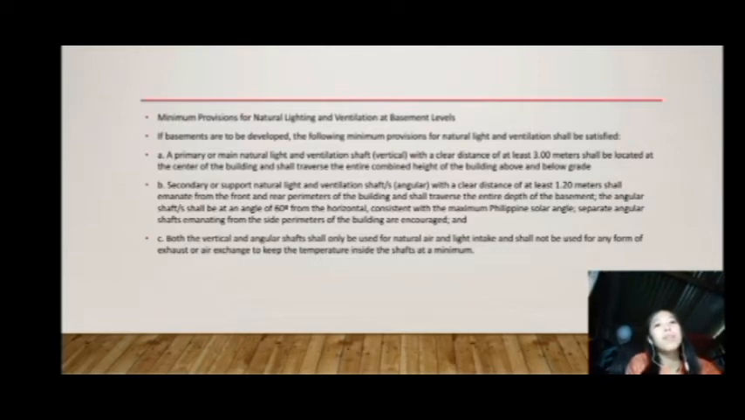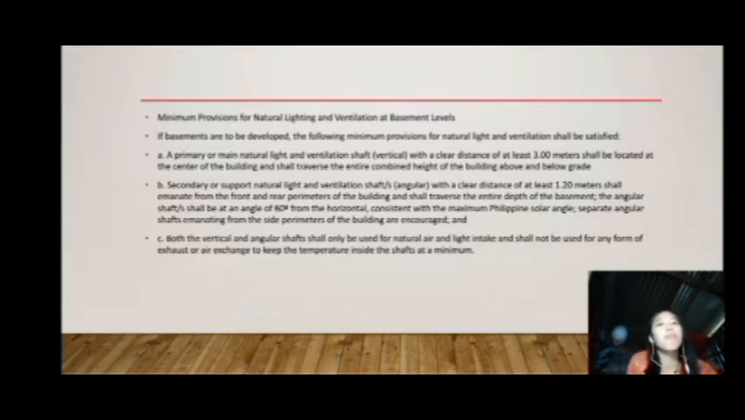B. Secondary support natural light and ventilation shafts with a clear distance of at least 1.20 meters shall emanate from the front and rear perimeters of the building and shall traverse the entire depth of the basement. The angular shaft shall be at an angle of 60 degrees from the horizontal, consistent with the maximum Philippine solar angle. Separate angular shafts emanating from the side perimeters of the building are encouraged.